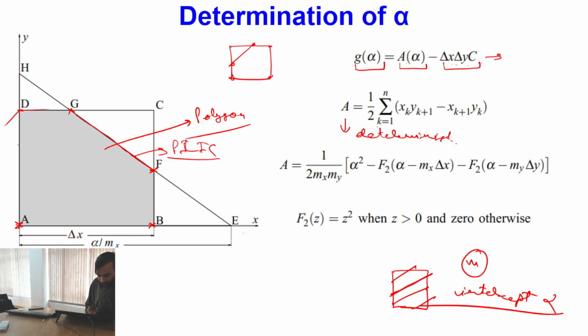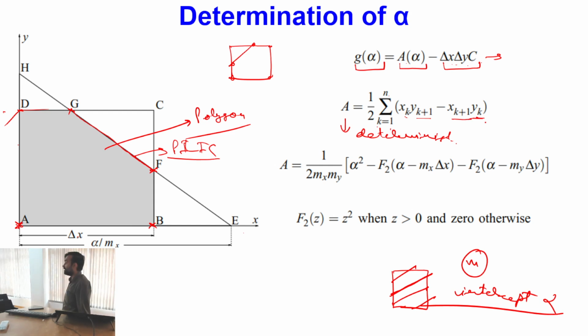If I know all the corner points of the polygon, then how can I calculate the area? Please tell me. Half of the summation, k varies from 1 to n, of xk into yk plus 1 minus xk plus 1 into yk.